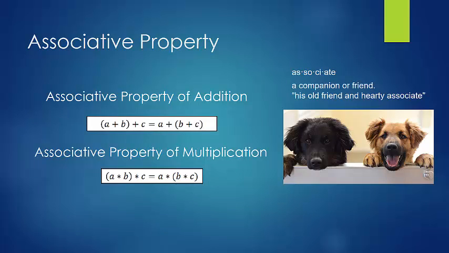Now, in math, parentheses are like friend groups. You can think of them as groupings. And for addition and multiplication, you can regroup things. This will be very helpful when solving equations. And you can check out that cute dog. Associate is a friend or companion. Those dogs are associates or friends.